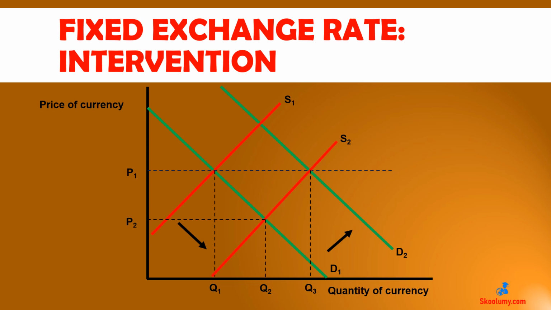The government will intervene because the exchange rate, P2, is now less than the fixed value of P1. The government will buy the domestic currency to increase its demand, leading to a rise in demand from D1 to D2. The exchange rate is now restored to P1.